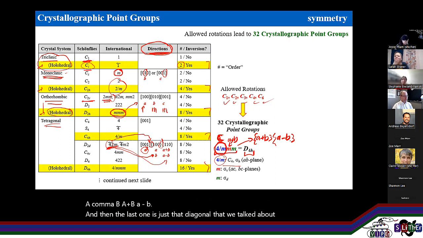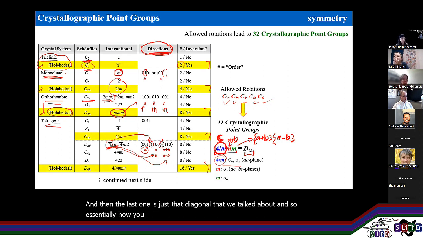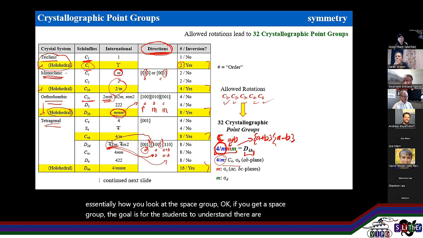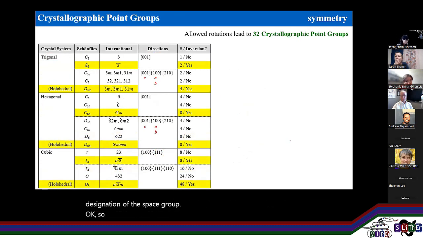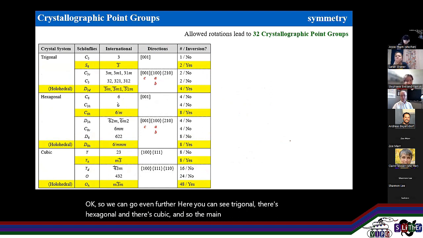And so essentially, how you look at the space group: if you get a space group, the goal is for the students to understand there are these certain symmetry elements associated with the structure just by looking at the designation of the space group. Okay, so we can go even further. Here you can see trigonal, there's hexagonal, and there's cubic. And the main one I want to point out is this cubic one.